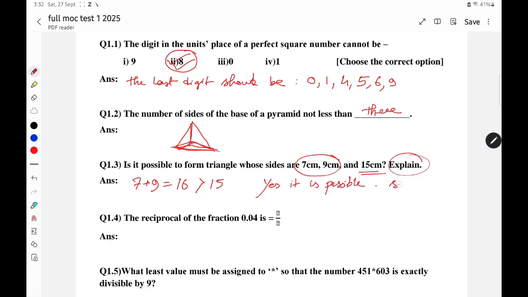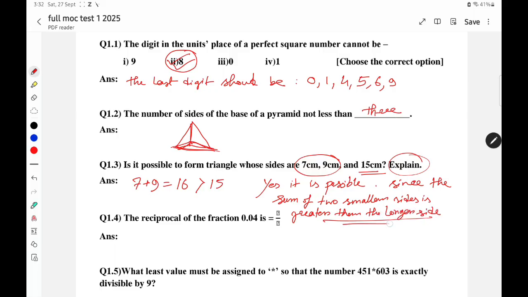Just explain that since the sum of two smaller sides is greater than the longer side. Okay, so this is the explanation.